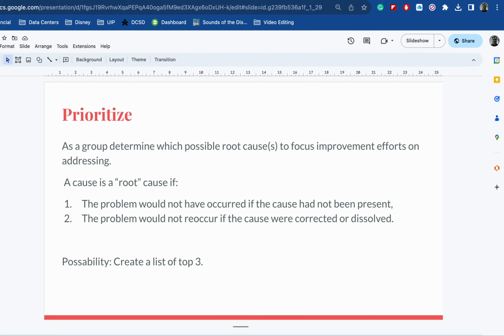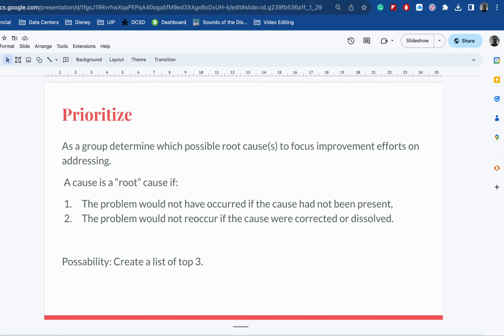The third step is prioritizing, and there are lots of different ways to do this. You could have people create a list of their top 3. You could have them vote on which one they think is the biggest one, and tally the votes. There are lots of different ways in which you can ask people to prioritize.